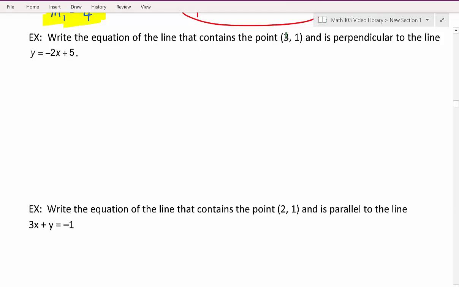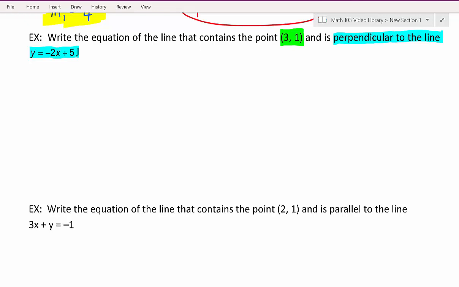Well, they already gave us the point. But what we need is the slope. They did not explicitly give us the slope, but they told us that the line we're writing the equation for is perpendicular to this line. So that means that the slope that we want to use is going to be the opposite reciprocal of this line.